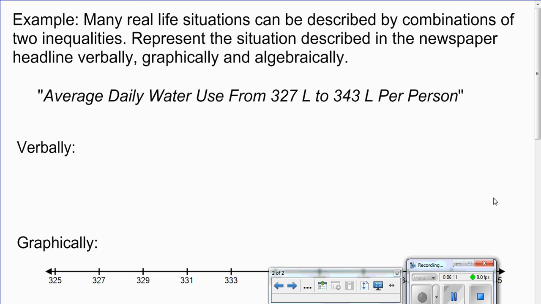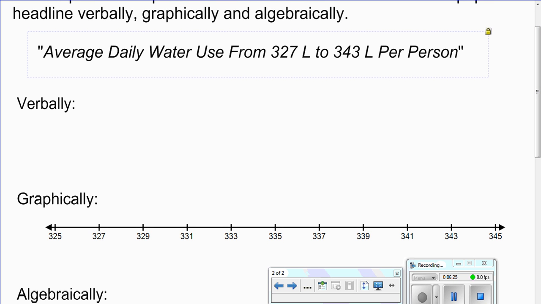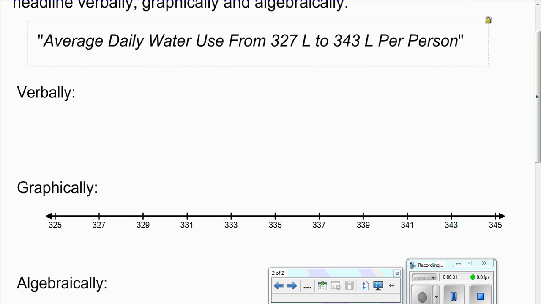Okay, so in this example, we need to combine some real-life situations. We need to do two inequalities because there's a lot of information going on. So we're going to show this situation about average water use. So it says average daily water use is from 327 liters to 343 liters per person. Now for me, I think the easiest way is to look at it graphically first and then put it into words, because sometimes the words kind of can be a tricky part.